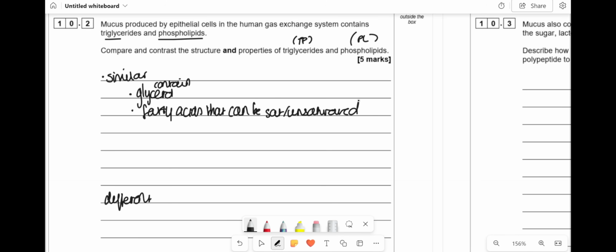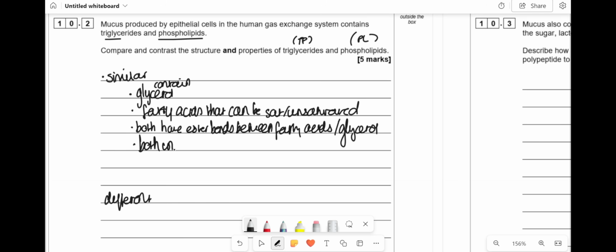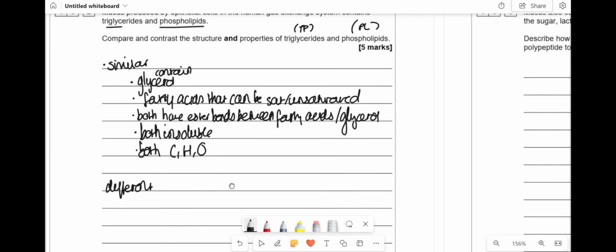What other things do we know about them? Well, they're both made of fatty acids, both got glycerol. Another key property is that they both have ester bonds. You need to say where, between the fatty acids and the glycerol. And then what else? They're both insoluble. You could also say they both have C, H, and O, carbon, hydrogen, oxygen.